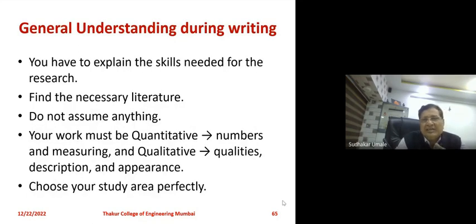So for general understanding during writing, you have to explain the skills needed for the research and find the necessary literature. Do not assume anything. Your work must be quantitative, meaning it is in numbers and measuring, and qualitative, meaning it has some qualities, descriptions, appearance. Choose your study area perfectly.